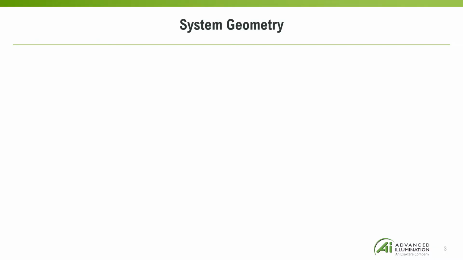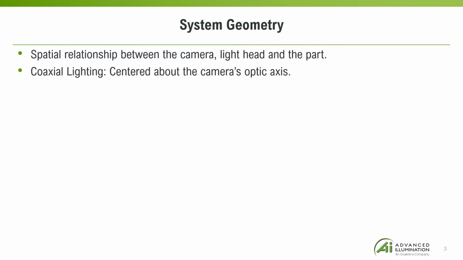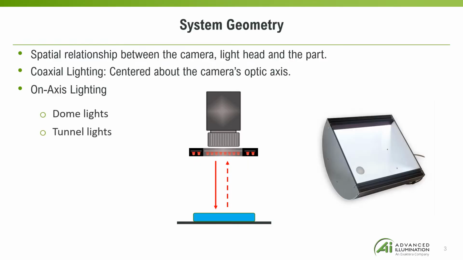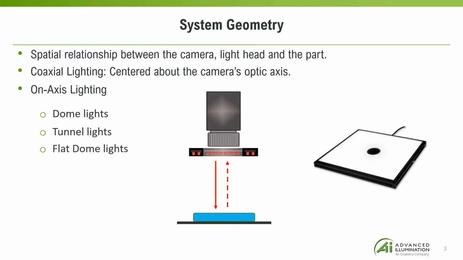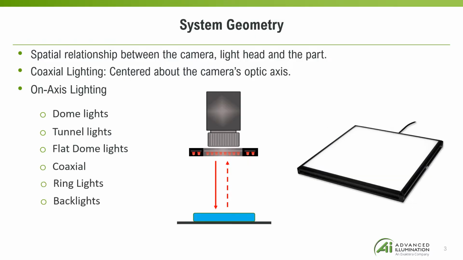System geometry is defined as a spatial relationship between the camera, the light head, and the part or feature of interest. In general, there are two broadly defined system geometries. The first is coaxial lighting. Coaxial implies that the light is centered around the camera's optical axis and as such is commonly referred to as on-axis lighting. This type of lighting consists of dome and tunnel, flat dome, coaxial, and ring lights. We can also consider backlighting as a coaxial variant.